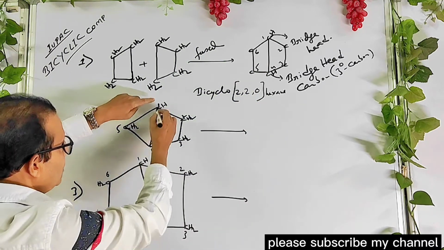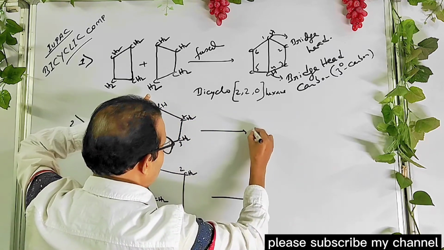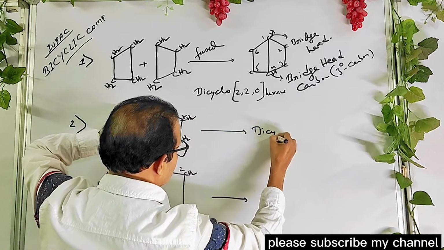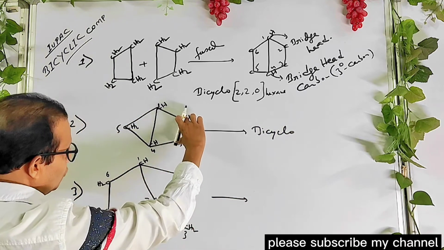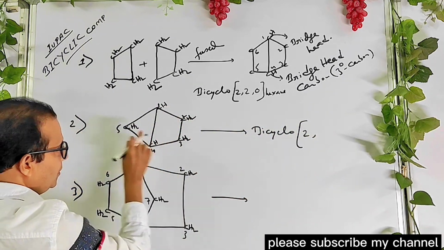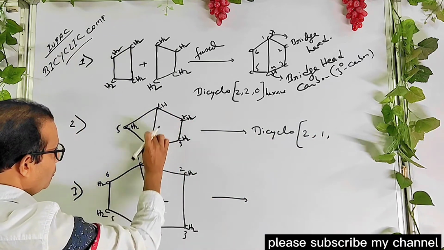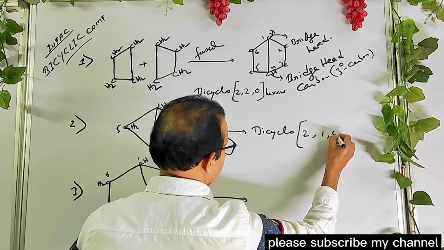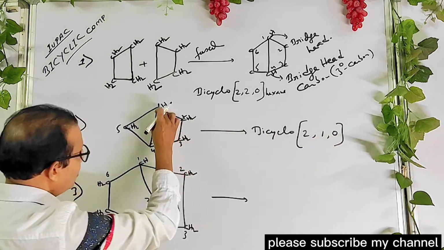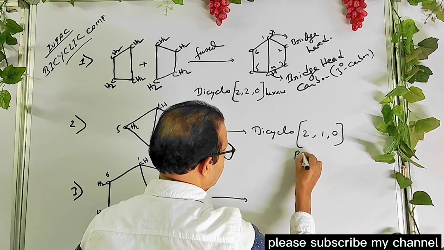Here 1, 2, 3, 4, 5. So it is bicyclo, 2 carbon, 1 carbon, no carbon in between the two bridgehead carbons, 0. Overall 1, 2, 3, 4, 5, pentane.